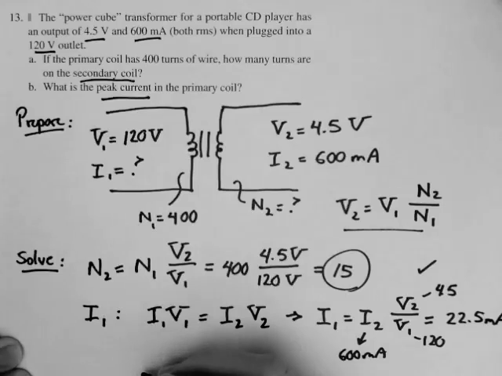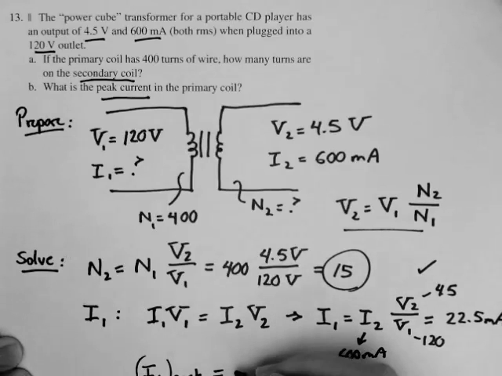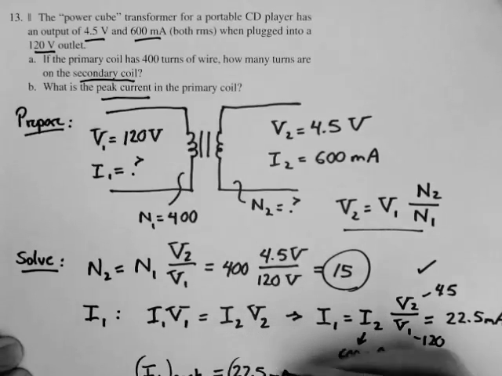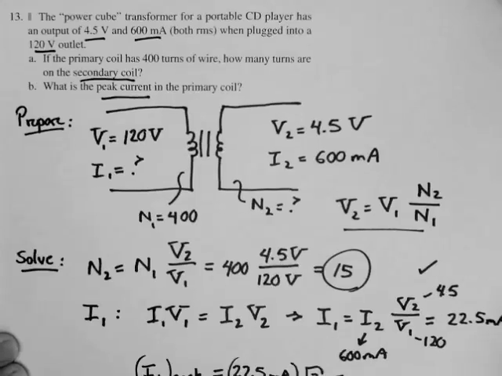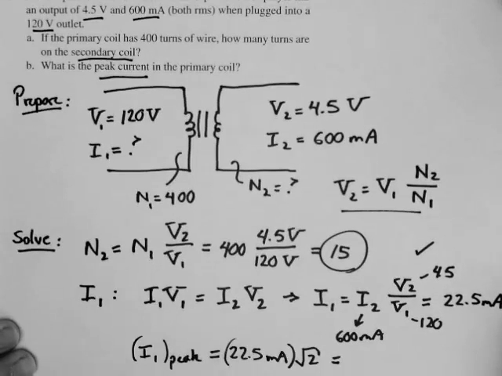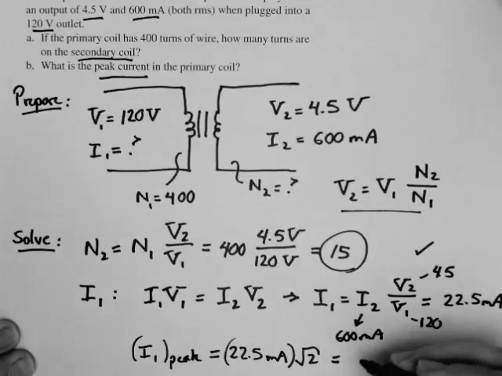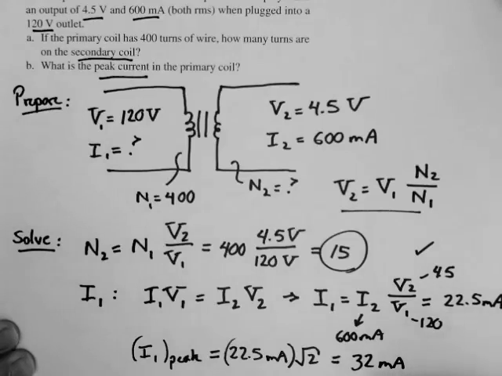To compute the peak current, I'm just going to label it this way. The peak current is just equal to the RMS value times the square root of 2. So it's 22.5 milliamps, but then I multiply by the square root of 2, and so I end up with the peak current of 32 milliamps.